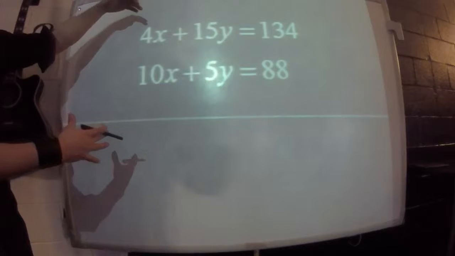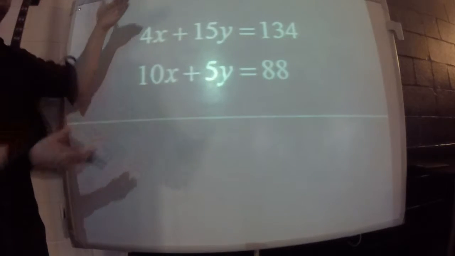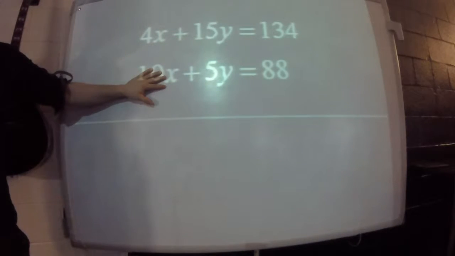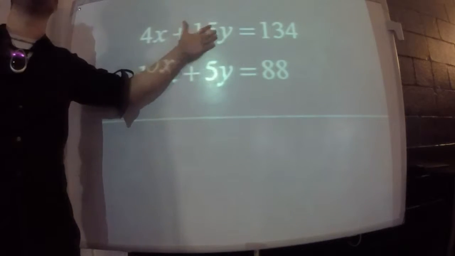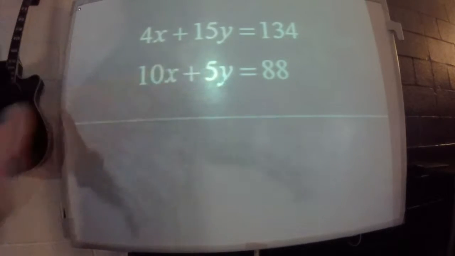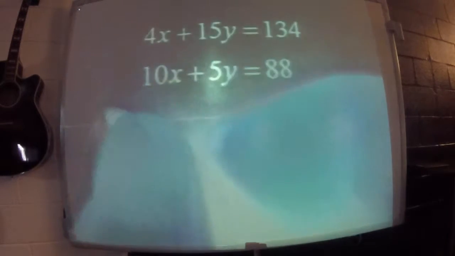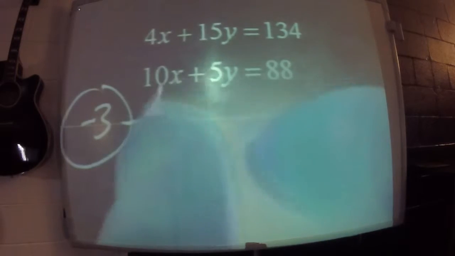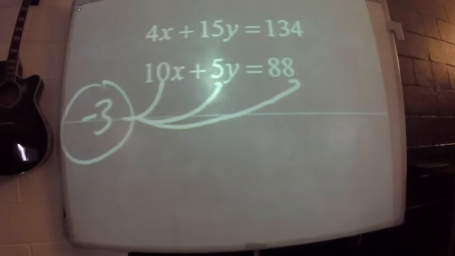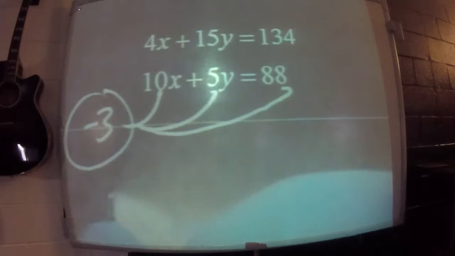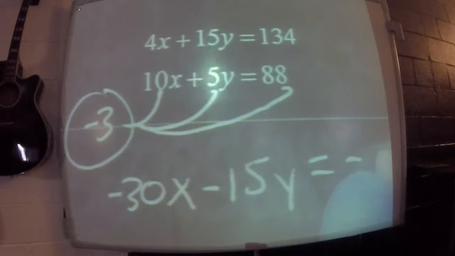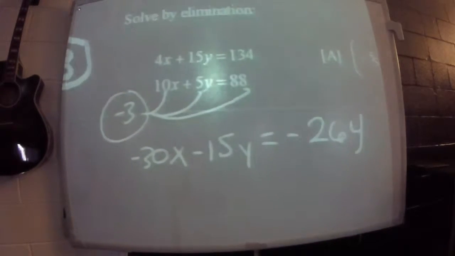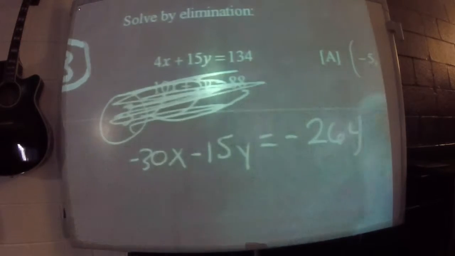Think about the easiest way to make one of these look like the other. Making a 4 look like a 10, not that easy. Making a 5 look like a 15, that's not so bad. Just multiply it by 3, but since you want it to be -15, multiply by -3. So I put a -3 right here. And then change the bottom equation to -30x, -15y, and -264. This is a 4, not a y.